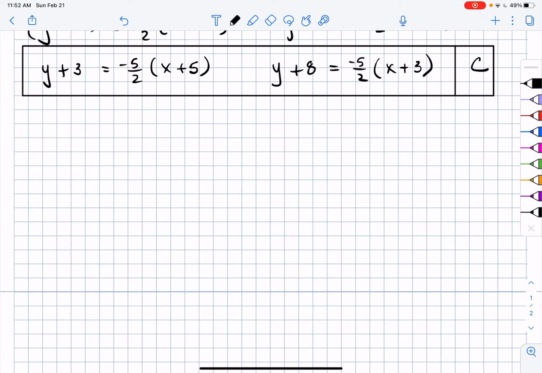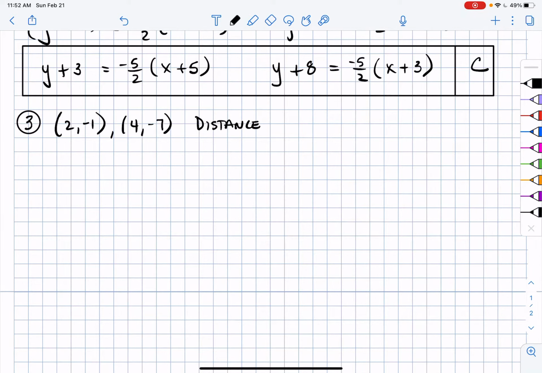Okay, number 3. I can fit it on the rest of this page here, so I will. So this one is giving 2 points again, and the 2 points are 2, negative 1, and 4, negative 7. And it wants you to find distance.